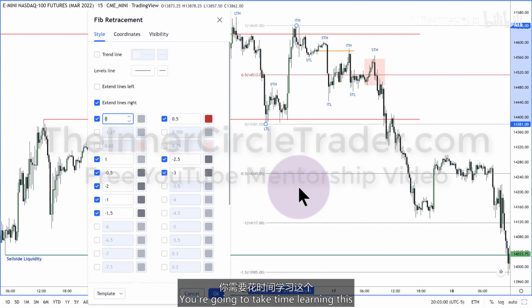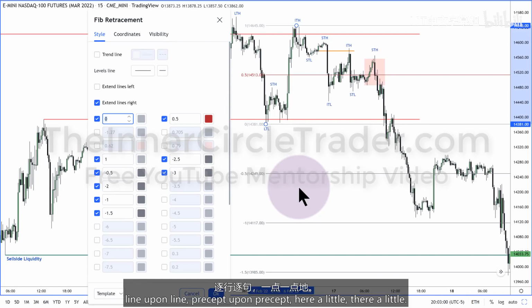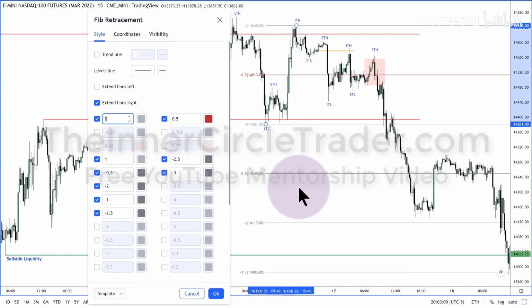Exactly. You're going to take time learning this. Line upon line, precept upon precept, here a little, there a little. It takes time to do this, okay?